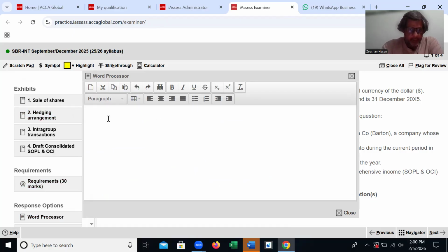Let's move to the word processor. Accounting treatment of Barton for the year ended 31st December 2005. The requirement is the accounting treatment of Barton for the year ended 31st December 2005. So from 1st January to 31st July, first we have to explain.